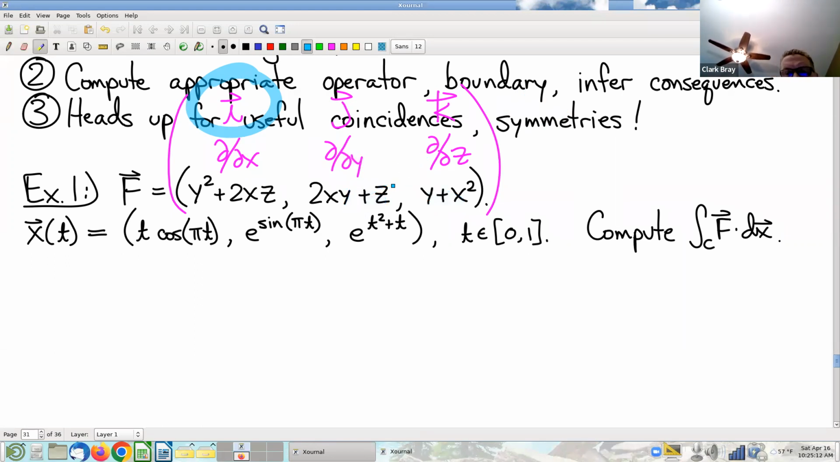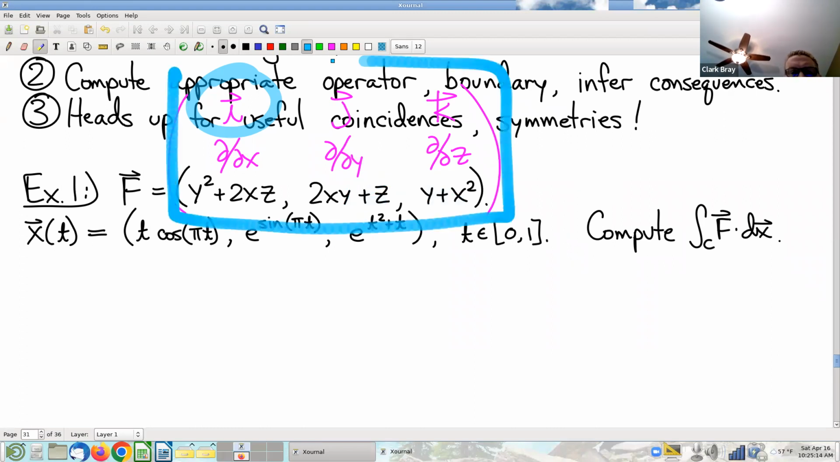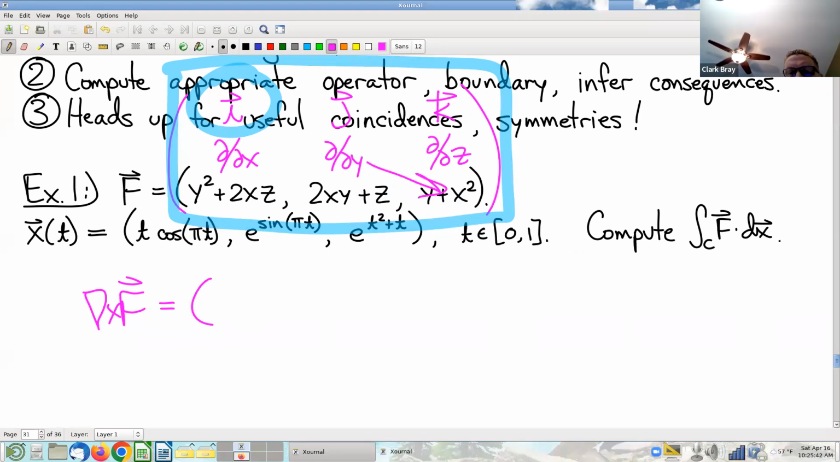So this little symbolic trick here is telling me take the y partial of that, which by the way is easily seen to be 1, minus the z partial of that, which again, easily seen to be 1. Okay. All right, so let's start writing this stuff down. So the curl of this vector field is, well, it was 1 minus 1.